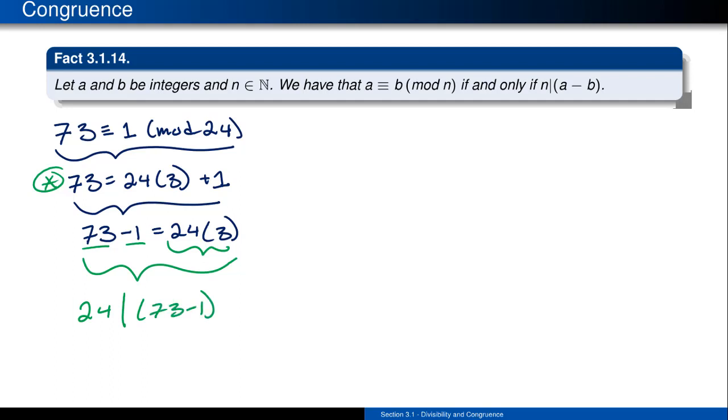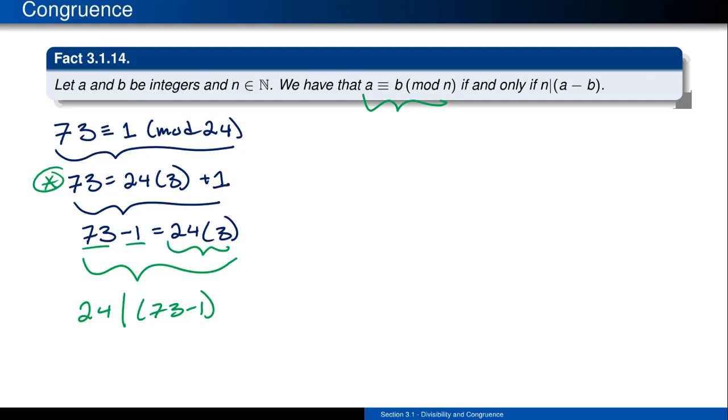And that's exactly the connection this fact is going to say: that A being congruent to B mod n is saying the exact same thing as n divides A minus B. There are a few formalities we have to get through in this case, but the essence of it all is that those two definitions are saying the exact same thing. So what we're going to do is think about what this notion of A being congruent to B mod n actually says.